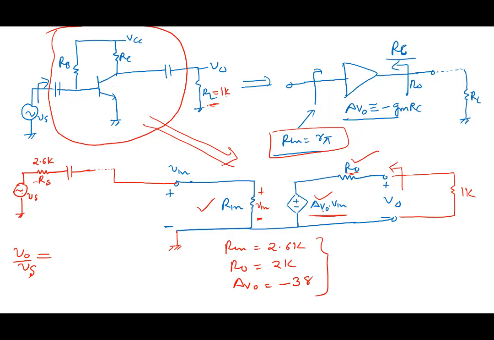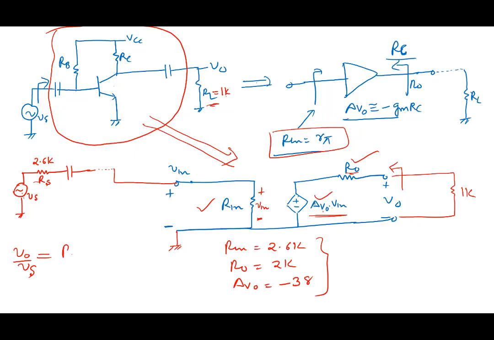so note the advantage of this representation, Rn, AV0 and R0. Does everybody see that the gain will become, this voltage Vs will divide here, Rn by Rn plus Rs, right? So that's Vin multiplied by AV0, fine, and then there is a voltage drop, RL by R0 plus RL, and that will give you the final gain.